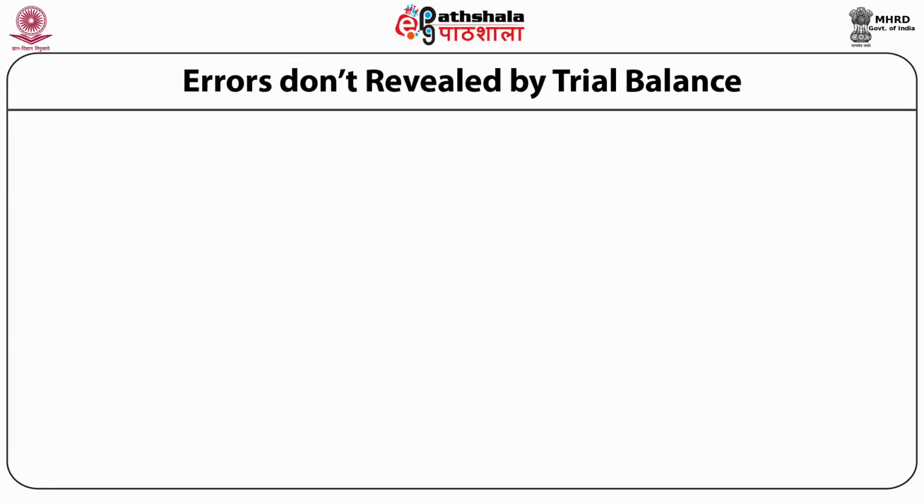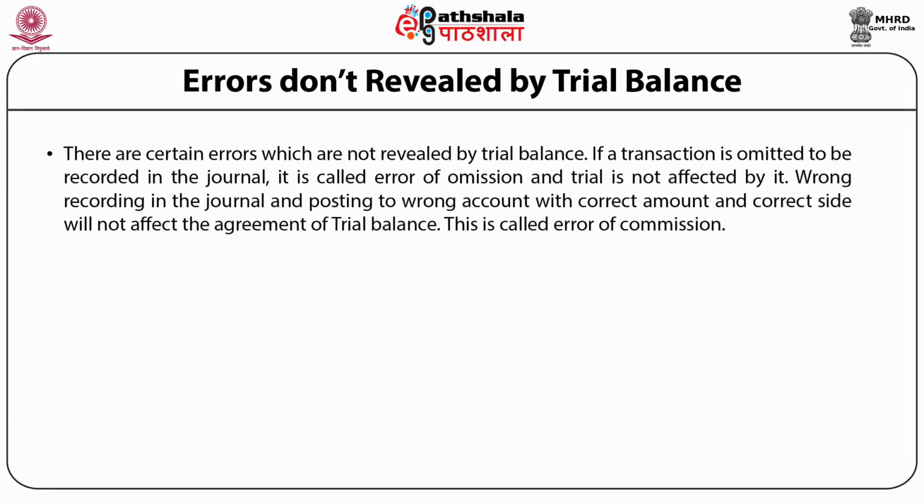Now, errors which are not revealed by trial balance. There are certain errors which are not revealed by trial balance. If a transaction is omitted to be recorded in journal, it is called error of omission, and trial balance is not affected by it. Wrong recording in the journal and posting to wrong account with the correct amount and correct side will not affect agreement of trial balance.